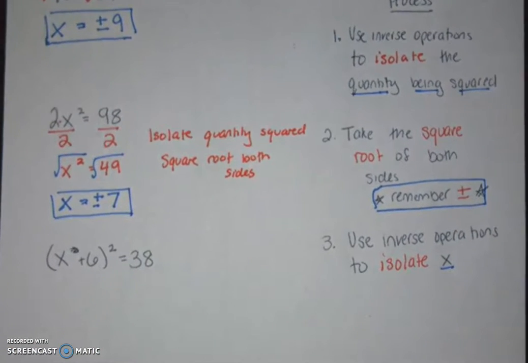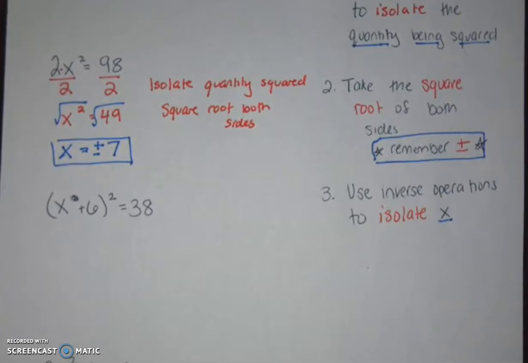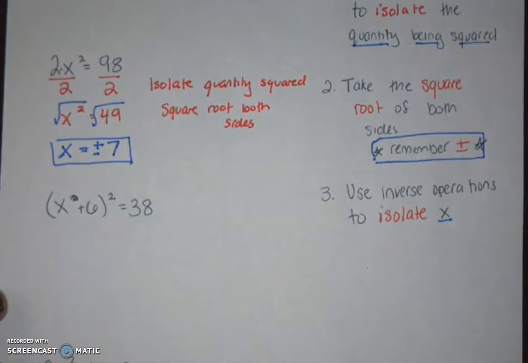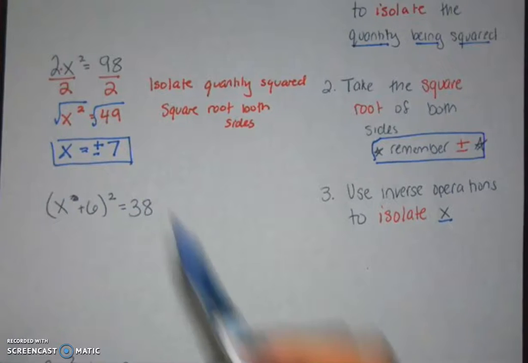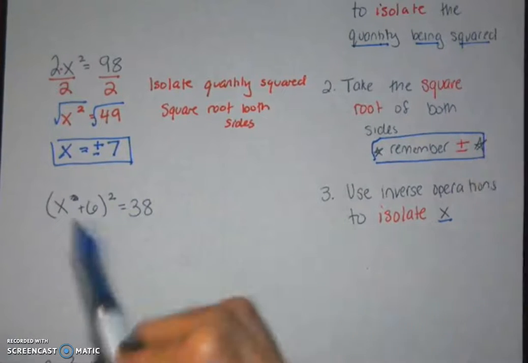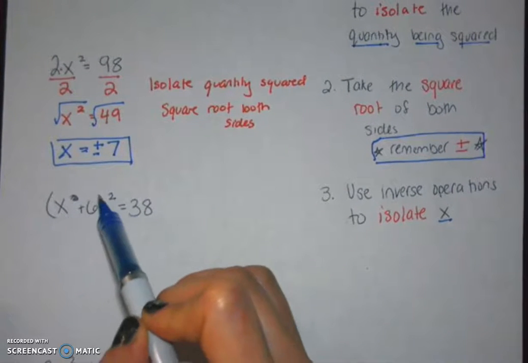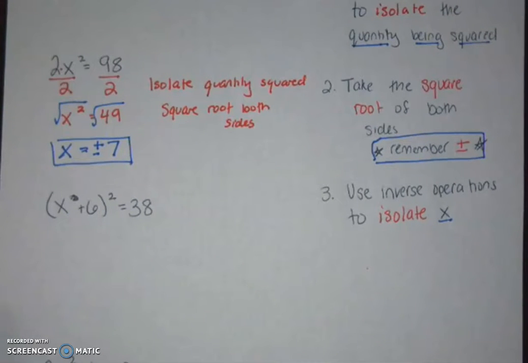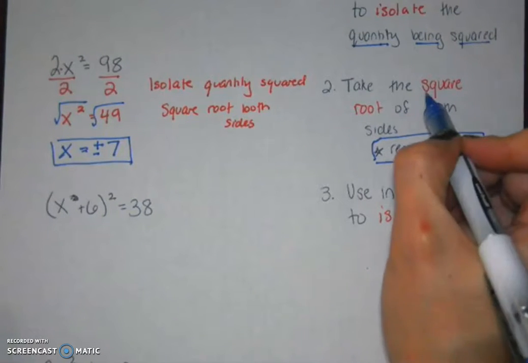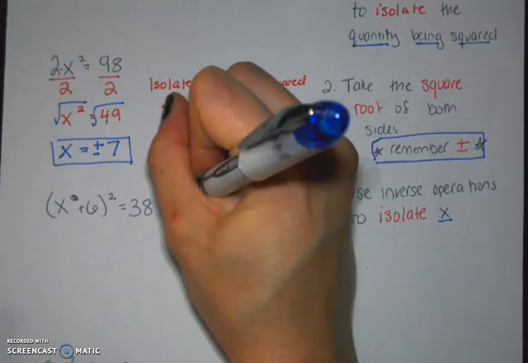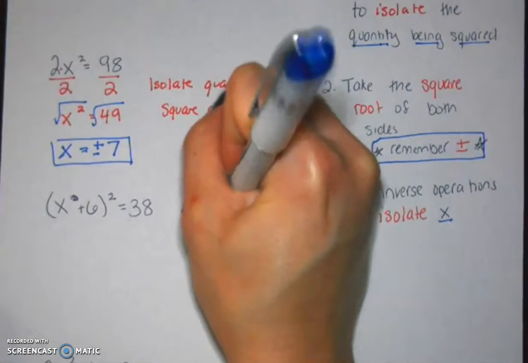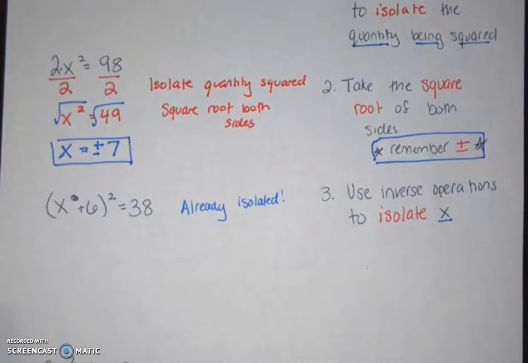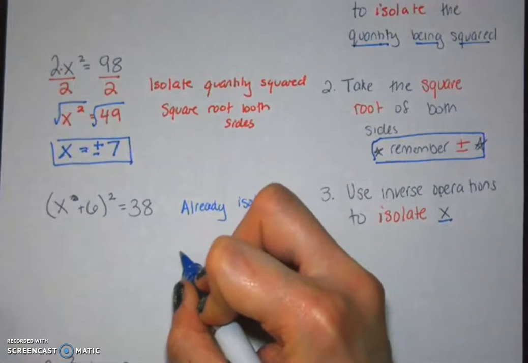Now let's look at a third example. In this third example, we already have something being squared. So there's nothing to isolate for our first step. Because although there's stuff with the x, everything on this side has been raised to a single power. So we can go straight to step 2. So we see that it is already isolated. So we are going to go straight to take the square roots.